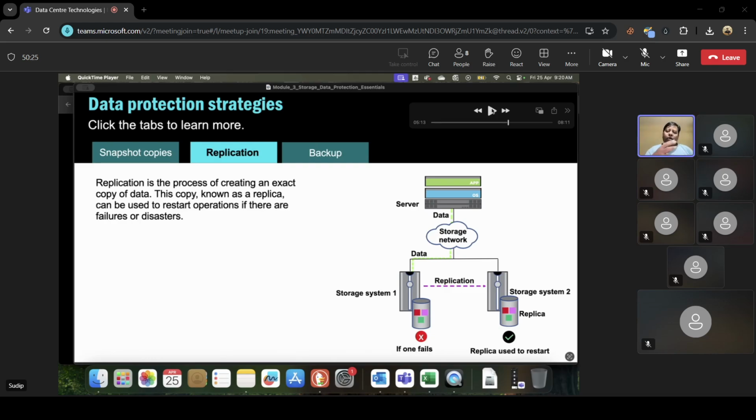And hence the backup software is always going to take additional time to read the data slowly in a sequential manner. And then whatever it is reading, it has to write. So that writing is also going to take time, right? So backups do take time.